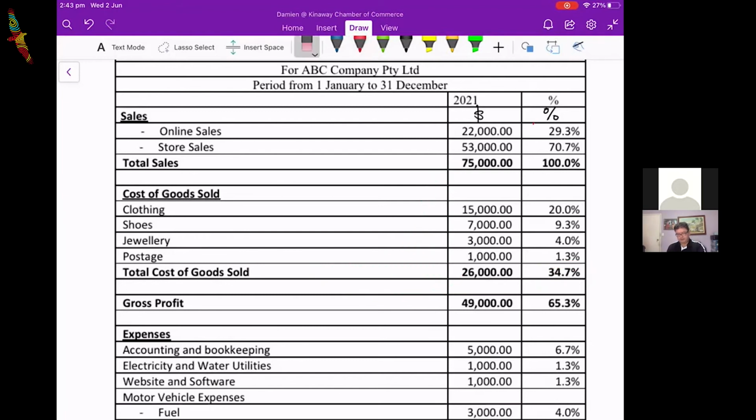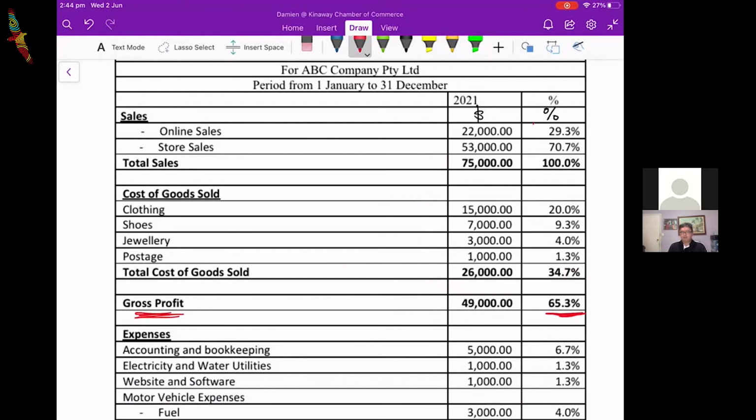Okay, so we have gross profit. Our gross profit was 65.3%. Now, for a clothing store, it will obviously vary from store to store and depending on what they're selling, the size of the store, and the costs involved. 34.7% for total cost of goods sold is probably a little high, I would expect.